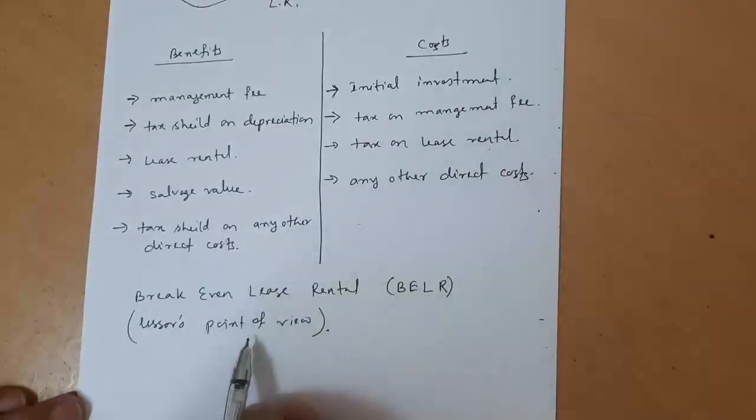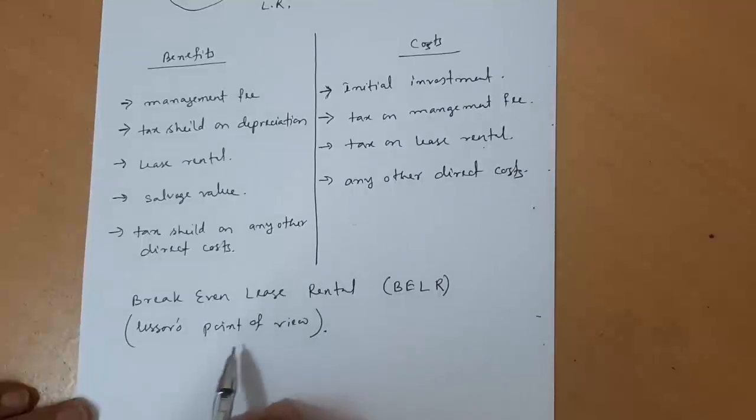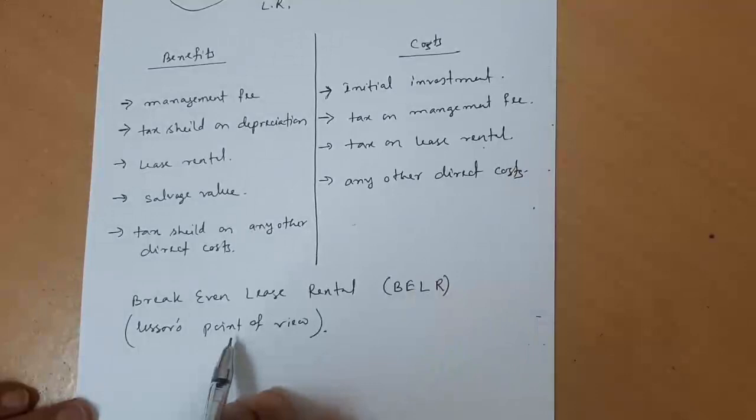In the lessee's point of view, what was there? We tried to see whether the lessee should take the asset on lease or not, whether that will be beneficial for him or not. Now this is opposite. Here the lessor, the owner of the asset, whether he should give the asset on lease to the lessee or not. So that you are going to look into from the lessor's point of view.